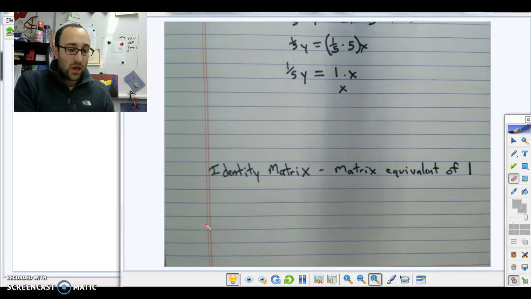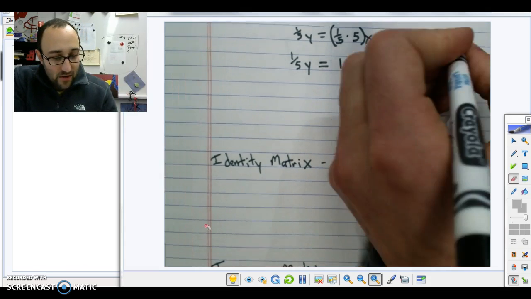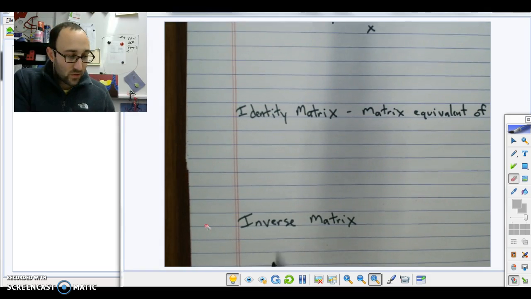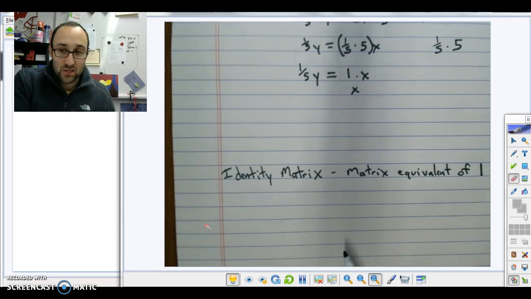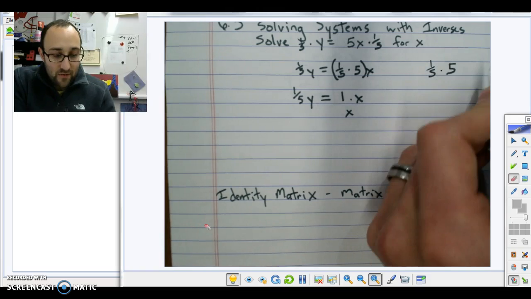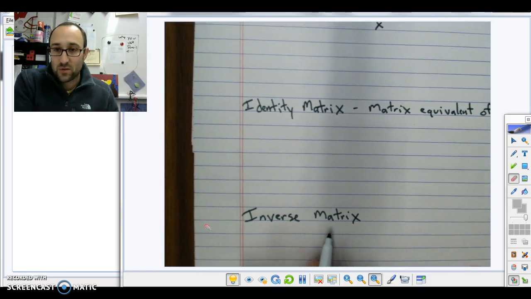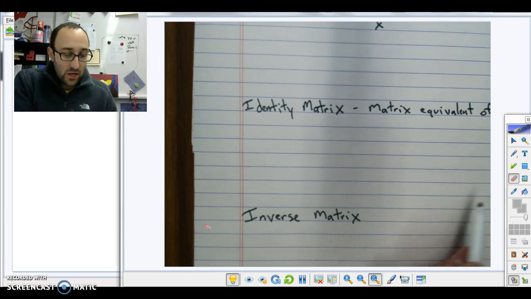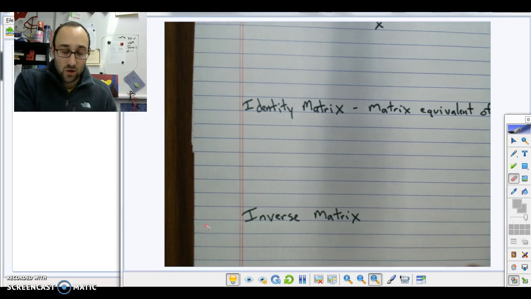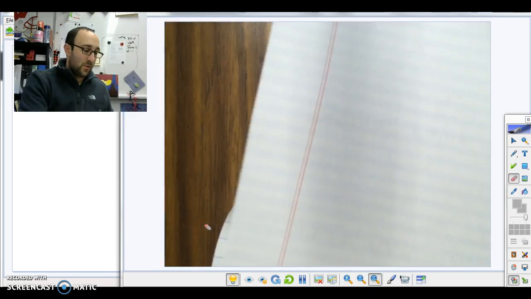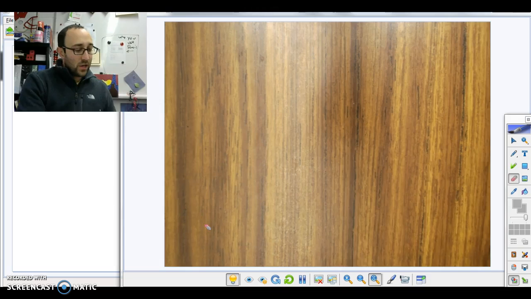Now 1/5 and 5, we know that those two are inverses of each other. So the same process, 1/5 times 5 equals 1, is going to hold for inverse matrices. A matrix and its inverse matrix multiplied together are going to end up becoming the identity matrix. We'll get into definitions of that stuff in a little bit, but I want to give you this example first. So here is the example.